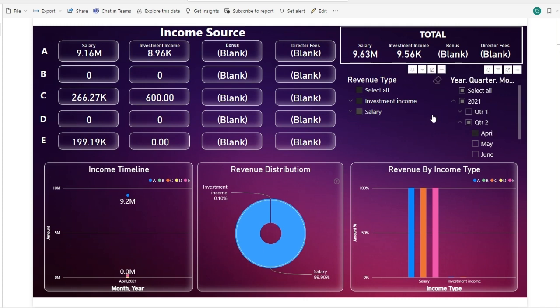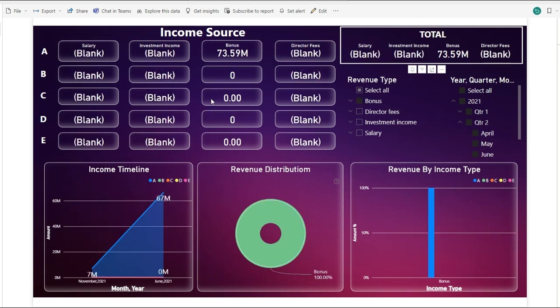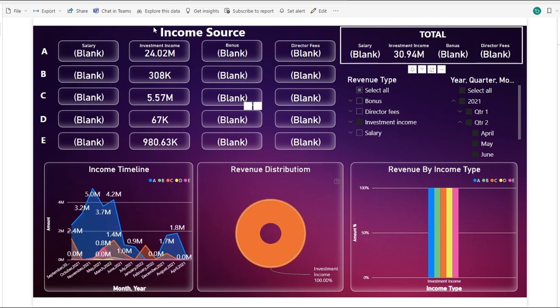Further, for more classification, if you want to get the data based on the category of income they have generated, for example, if we want to know the amount of bonus they have collected, then by clicking on bonus, we will get the amount of income earned by the people as the bonus. Further, if you want to get the income for all the people in terms of investment income, then by clicking on investment, we will get the amount of investment income all have generated.